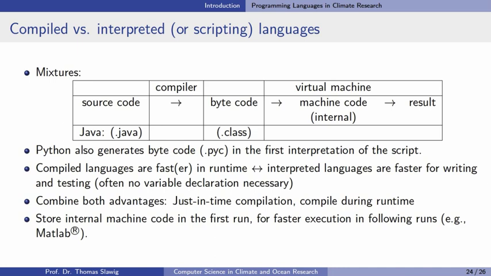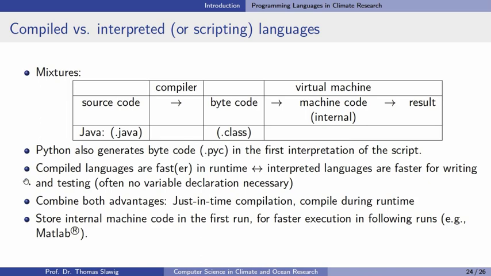Java, for example, is a mixture because the source code there is compiled. You have this bytecode, the class files, and then the virtual machine interprets or converts this to machine code and produces results. And Python also generates a bytecode in these PYC files in the first interpretation of the script. So it's a little bit similar to this.